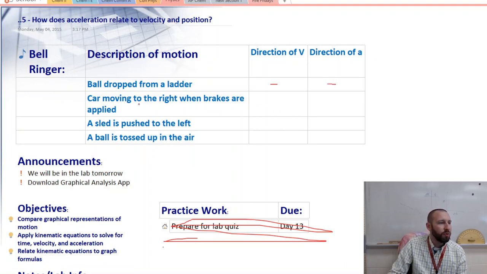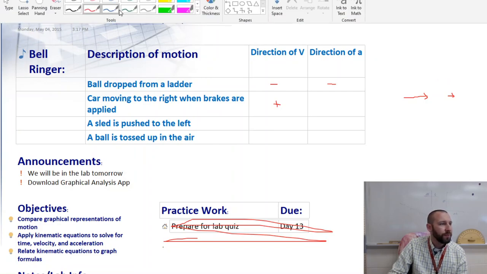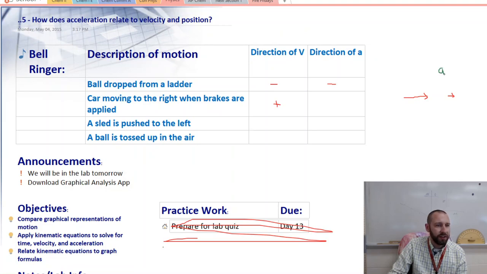So now a car moving to the right when the brakes are applied. So we said that the right is going to be positive, so we're going to make that a positive. But the brakes are being applied, which means it's slowing down. In other words, if the car starts out by going this way, but then later on it's going slower this way, right? The change happens to the left. So overall, the acceleration is leftward, to the left. So we can make that a different color if we want. The acceleration is actually changing in the left direction. So that's going to be negative.